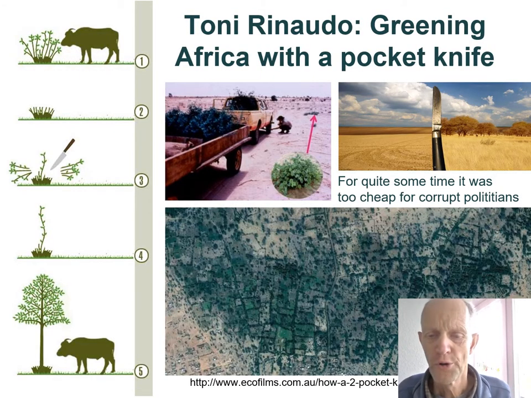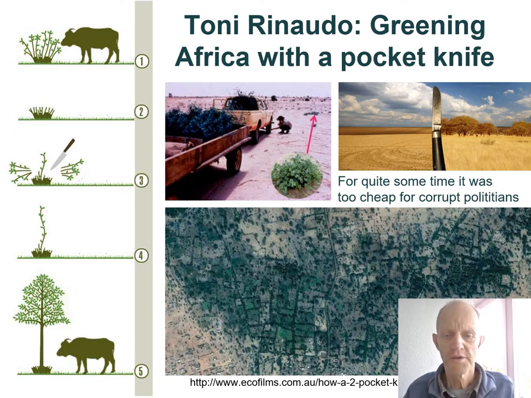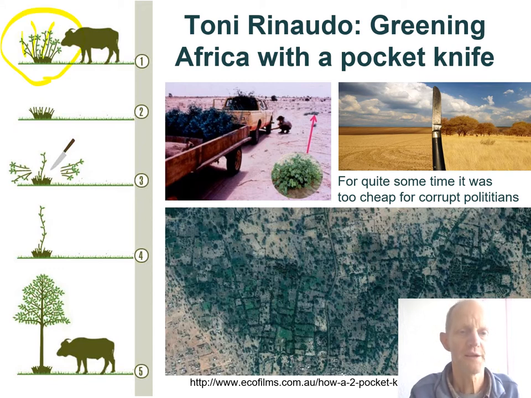Yeah, another person who has had a lot of impact on the development of the world. This is Tony Rinaudo, and he developed something that he called greening Africa with a pocket knife. So with deforestation, we often see that trees are cut down either for fuel or construction material, or stolen by people that produce charcoal for Europe or something. And typically when these trees are cut down, many of those will come back, so they will be pushing from what remains.